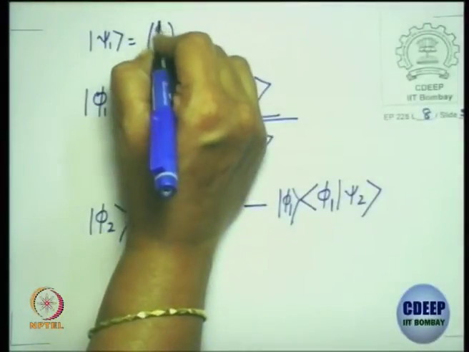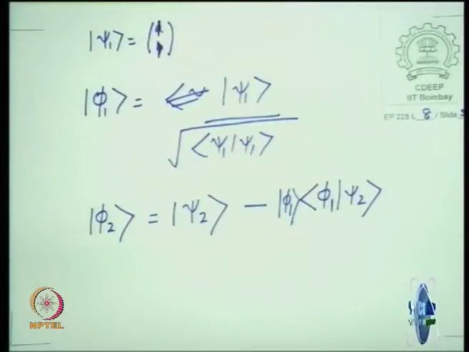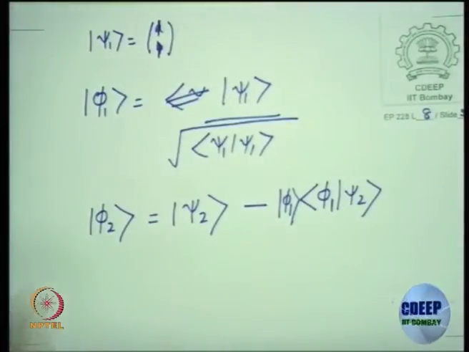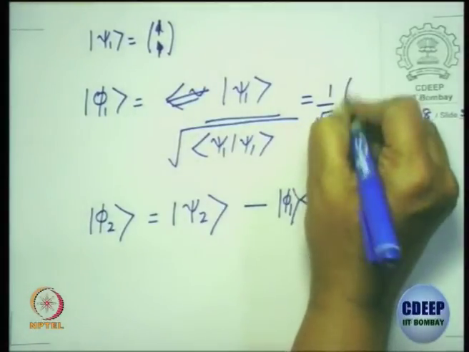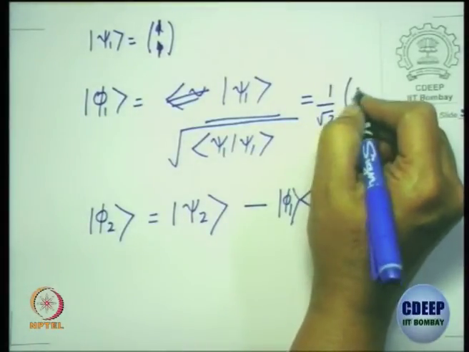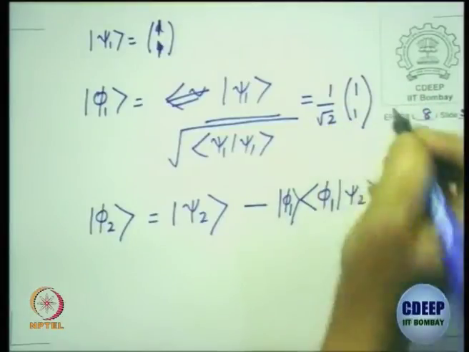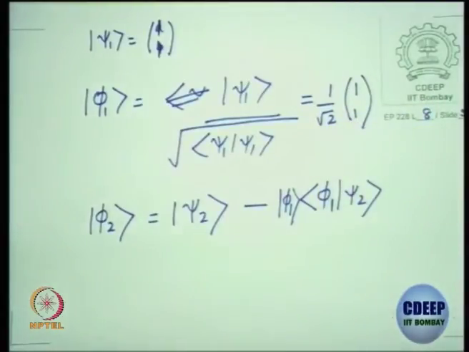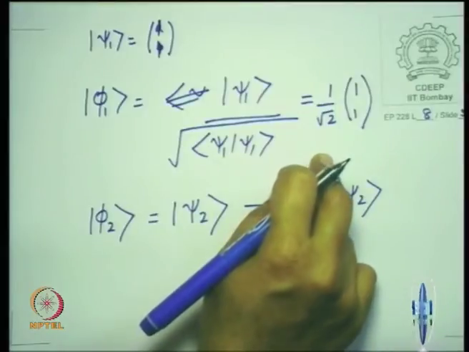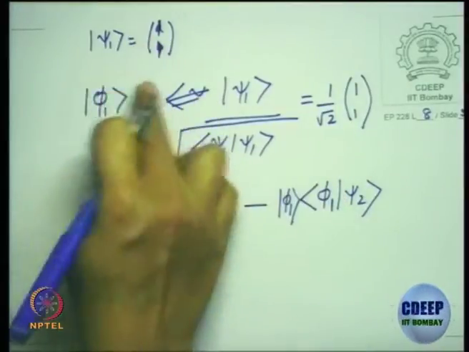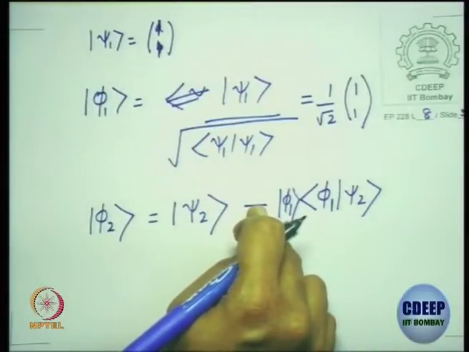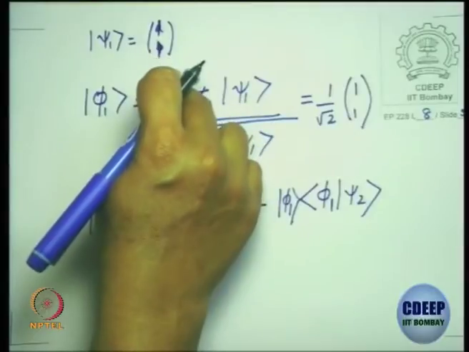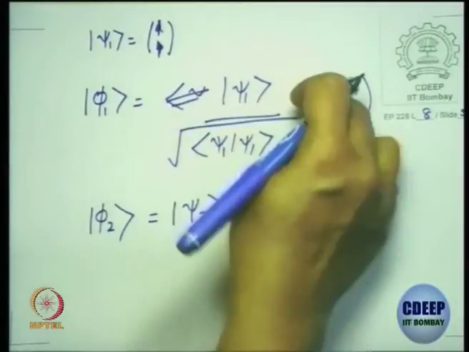Let us give the A and B some specific value, we can take it to be 1 and 1. So, then phi 1 will be what? Is that right? There will be a 1 by root 2 because of the norm. Clear? This is a representation and we use this to find this.